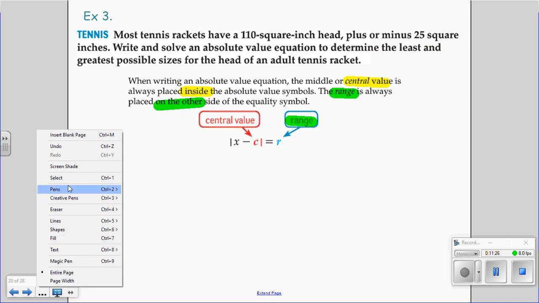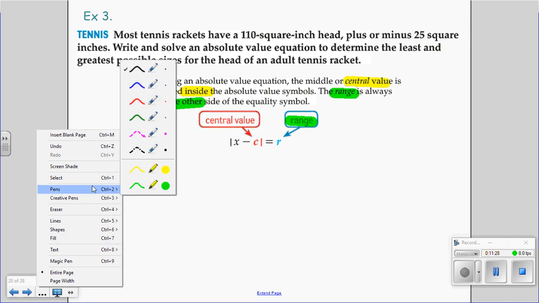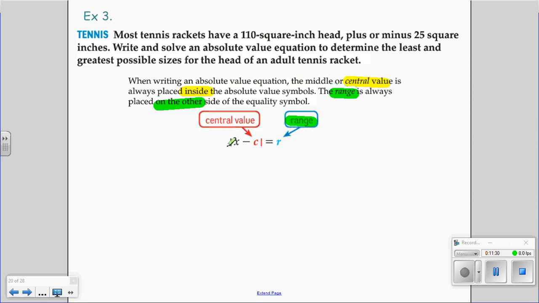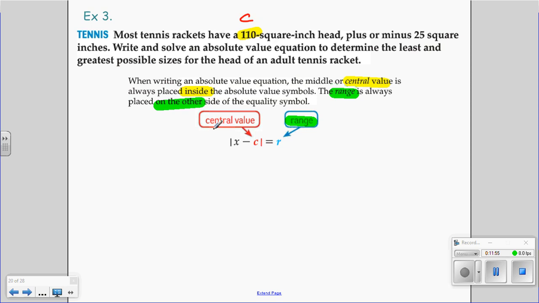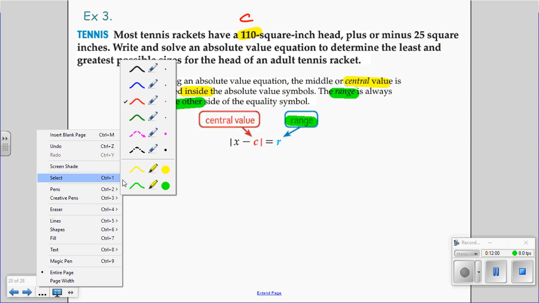So let's make our decision as to what is the central value and what is the range. So it says most tennis rackets have a 110 square inch head. That's your central value. When it says most, that's the middle or the average essentially. So central value is your average. And then it says plus or minus 25. So that's your range.